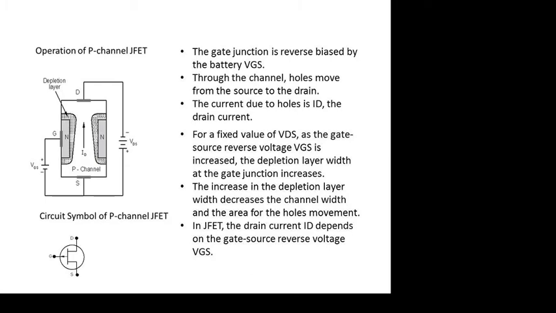For a fixed value of VDS, as the gate source reverse voltage VGS is increased, the depletion layer width at the gate junction increases. Increase in the depletion layer width decreases the channel width and the area for the holes' movement. In JFET, the drain current ID depends on the gate source reverse voltage VGS.